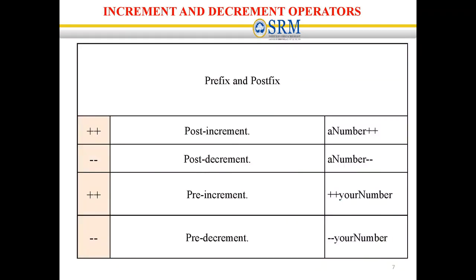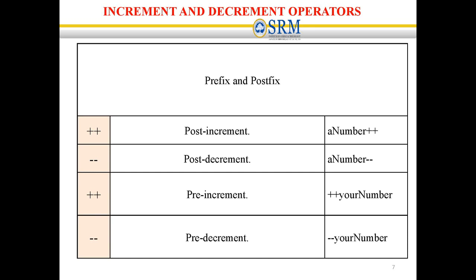The pre-increment and pre-decrement operators increment or decrement their operand by 1, and the value of the expression is the resulting incremented or decremented value. Similarly, the post-increment and post-decrement operators increase or decrease the value of their operand by 1, but the value of the expression is the operand's value prior to the increment or decrement operation.